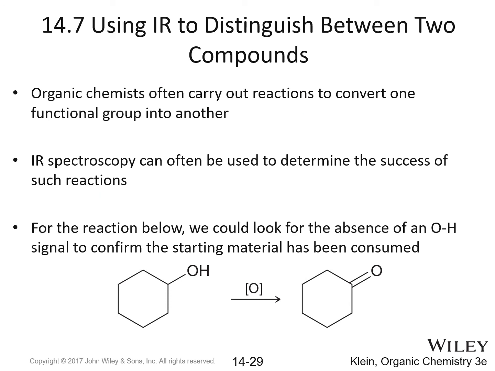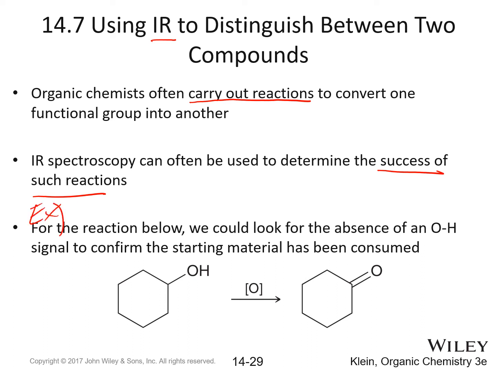All right. In section 14.7, we're going to look at how we can use IR to distinguish between two compounds, particularly to monitor reaction progress, to help us identify whether our products have been formed and if our reactants have been consumed. By looking for a change in peaks, based on some functional group transformation that we're expecting, we can make predictions and draw conclusions about our reaction progress.